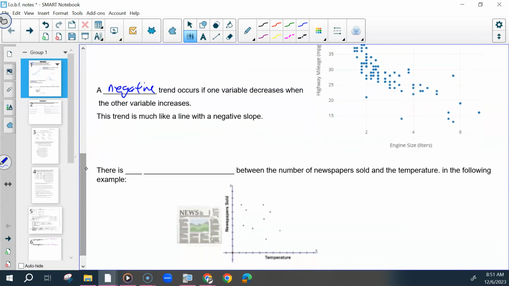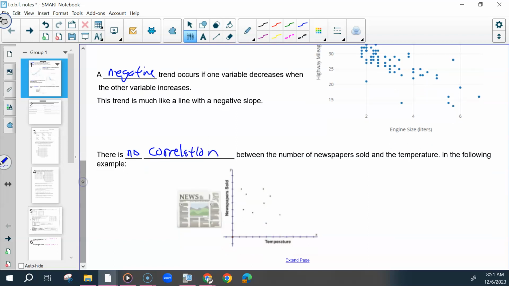Then there's one other kind, so positive trend, negative trend, and does anyone know this one? No correlation. Between, in this specific example, the number of newspapers sold and the temperature in the following example, you can't really see a positive or negative. Flip over to the back.